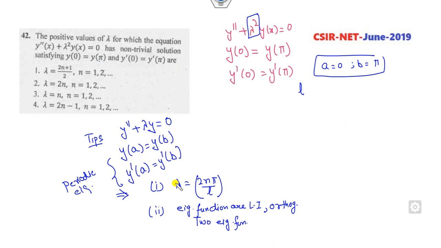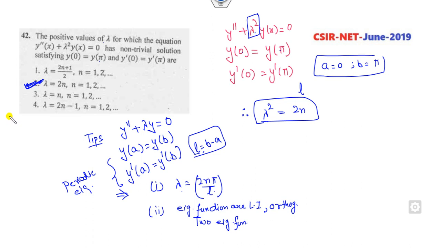it's a λ², but it's a λ. So what is the answer? This is λ², which is equal to 2n. What is the L? L is the upper limit, B minus A. So what is B minus A? That's π. So nπ/L, that's L. So for what value of the λ will this be 2n, the right answer? Or you can say this is a square also.